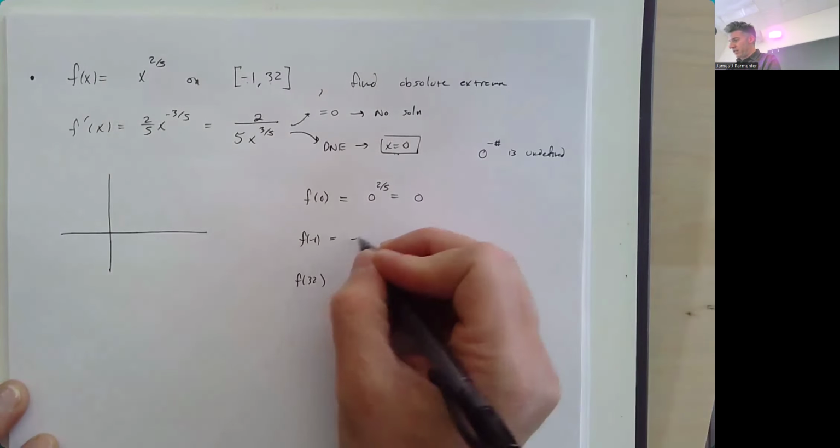f of -1 is going to be -1 to the 2/5. You can kind of go in either order you want. You can either say -1 squared is 1, and then the 5th root of 1 is 1. Or you could have said the fifth root of -1 is -1, and then -1 squared is 1. Either way, you're getting 1. When it's something easy like -1 or 1, it doesn't really matter which order you do it in. When it's something like 32, the order really does matter.